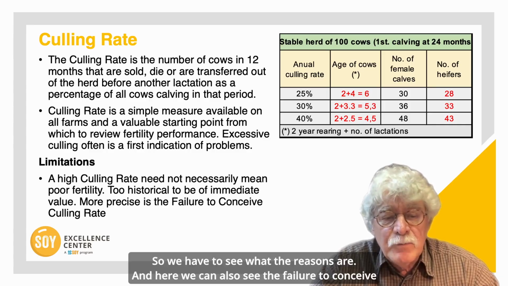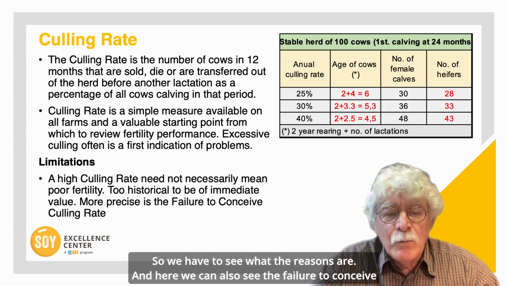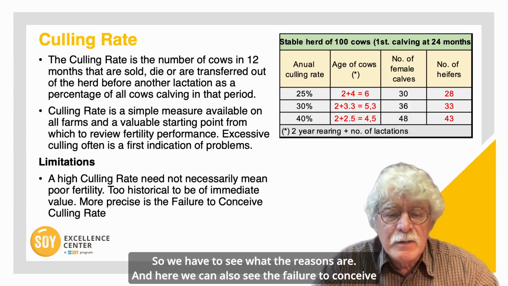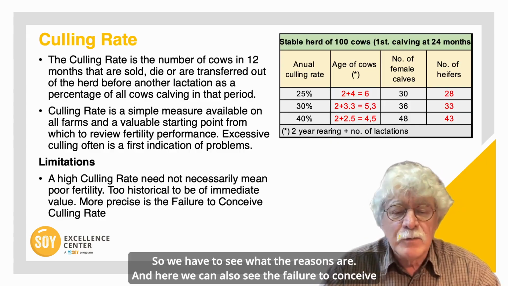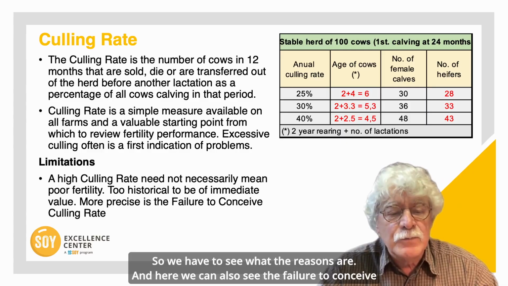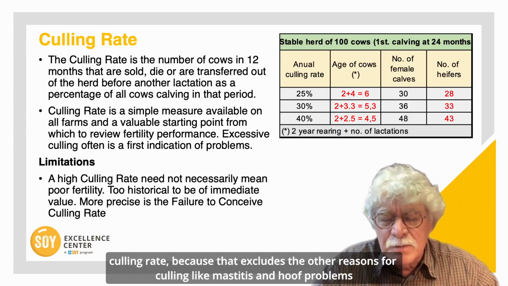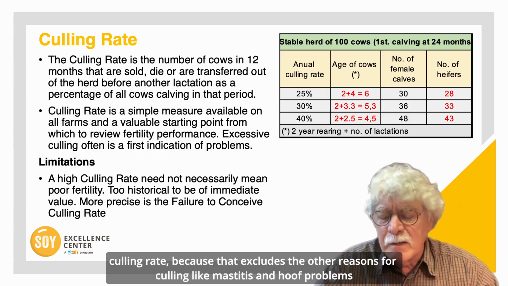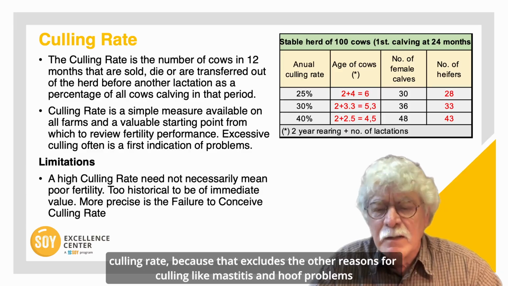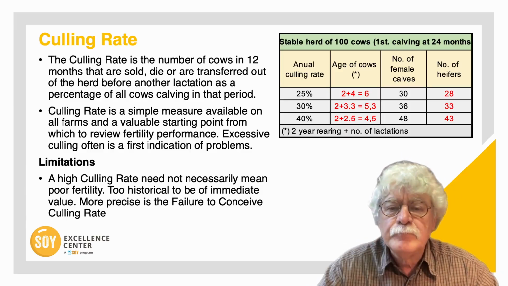So we have to see what the reasons are. And here we can also say the failure to conceive culling rate, because that excludes the other reasons like mastitis and hoof problems.